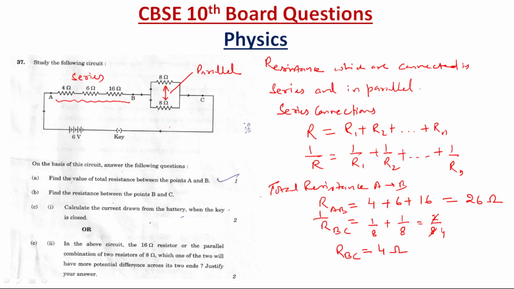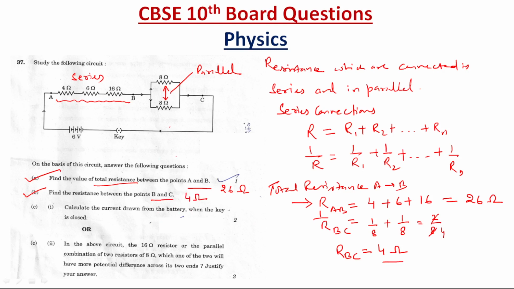So the very first question was, find the value of total resistance between the points A and B. So the resistance is 26 ohm. Now, second question, find the resistance between the points B and C. So, B and C, we found the resistance as 4 ohm.